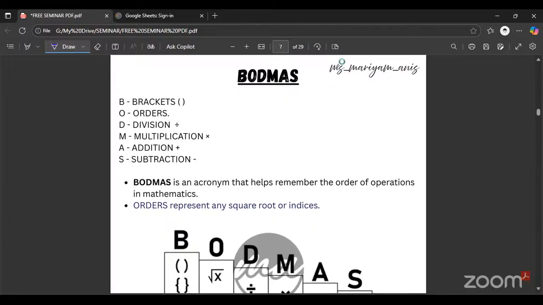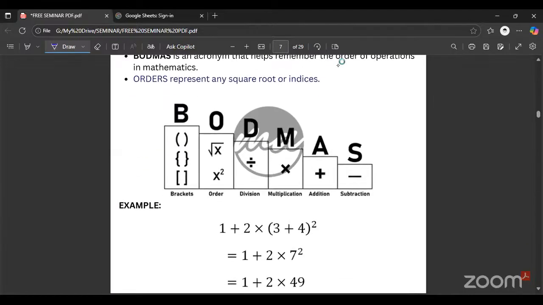Orders represent any square root or indices. If you're grade 7 and above, you know what square root and indices are. But if you're in lower grades, you have no idea on square root and indices, which you will be learning after grade 7 onwards. So let's look at the diagram here. For brackets, there are 3 types of brackets which I have included. For orders, it's either square root or square, which means indices. Then division, multiplication, addition, and subtraction.